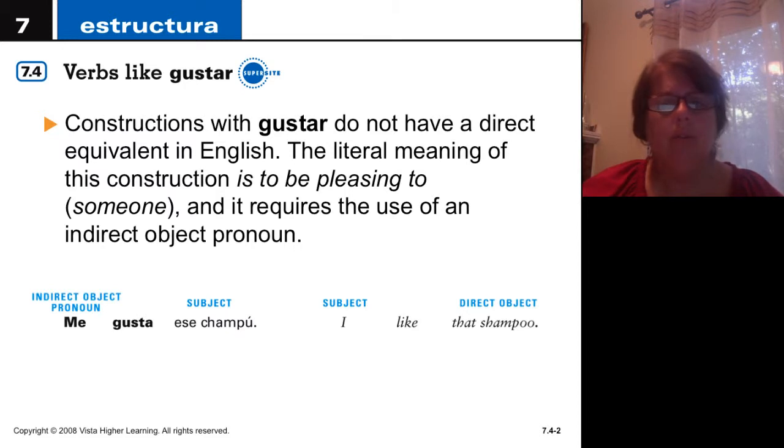Constructions with gustar do not have a direct equivalent in English. The literal meaning of the construction is to be pleasing to, and so it requires the use of an indirect object or an indirect object pronoun. Me gusta ese shampoo. I like that shampoo. That shampoo is pleasing to me, me.